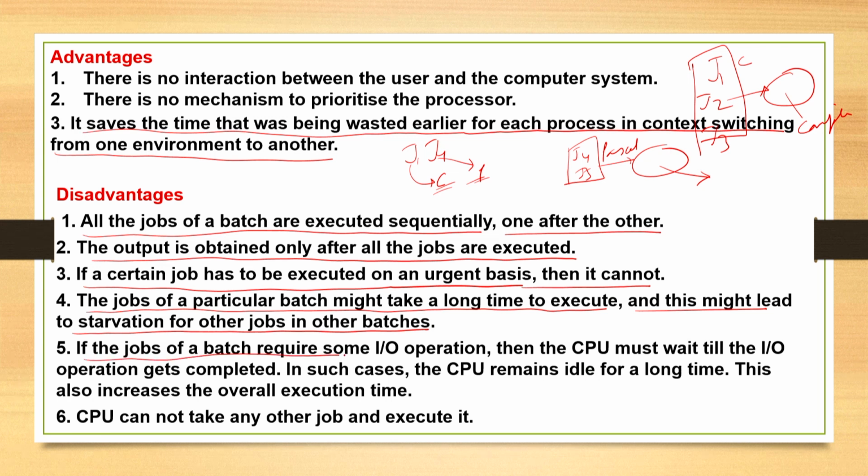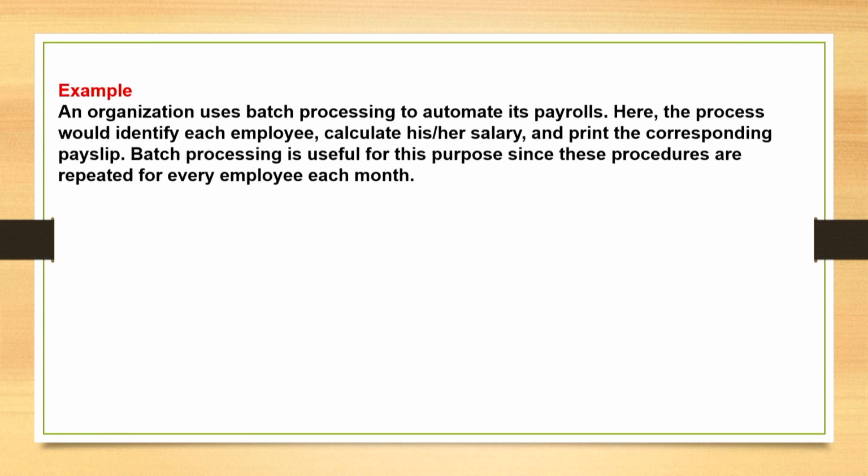If the job of a batch requires some input output operation, then the CPU must wait till the input output operation gets completed. It means we are wasting CPU time. The CPU sits idle and has to wait as long as the input output operation takes to complete, so it will affect the execution time. The CPU cannot take any other job on its own and execute it. So, these were the advantages and disadvantages of a batch operating system.